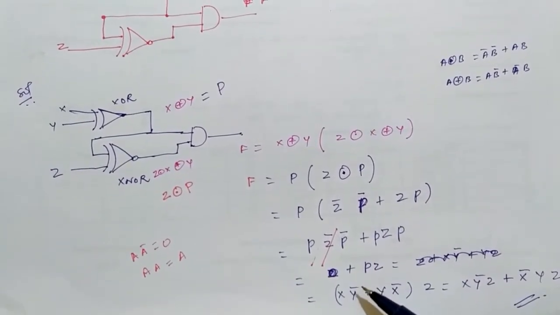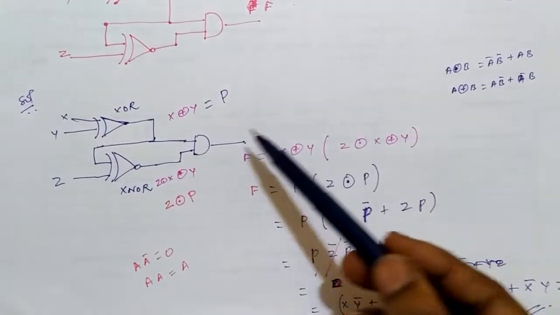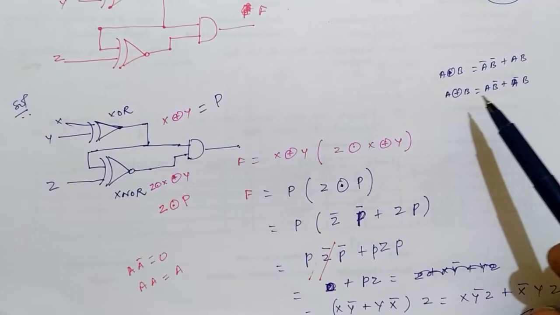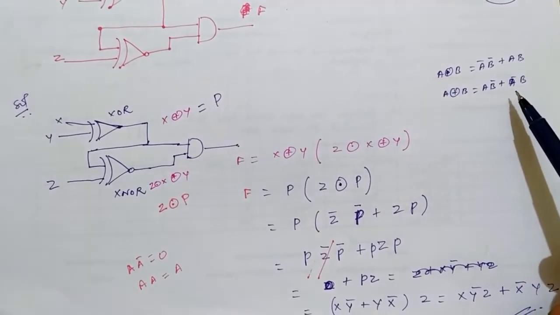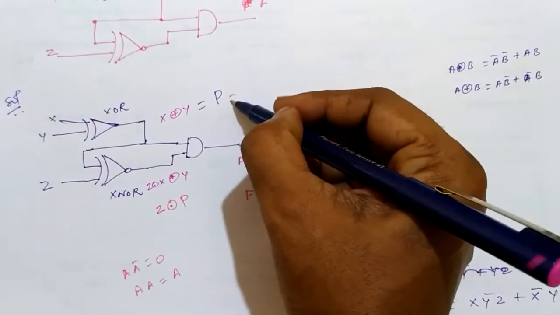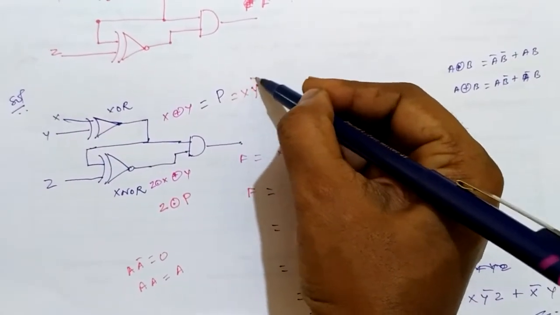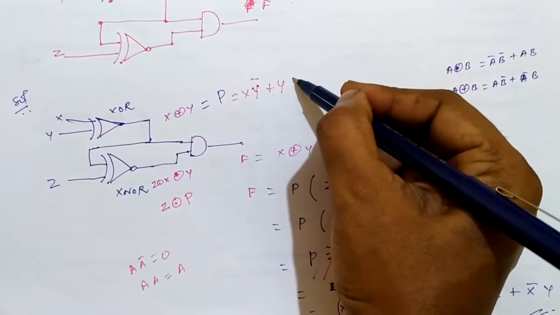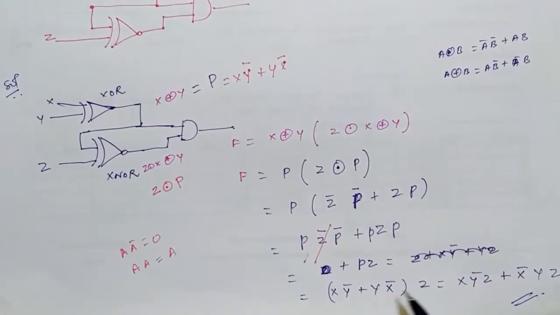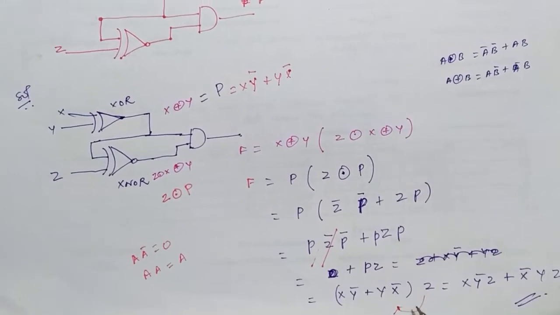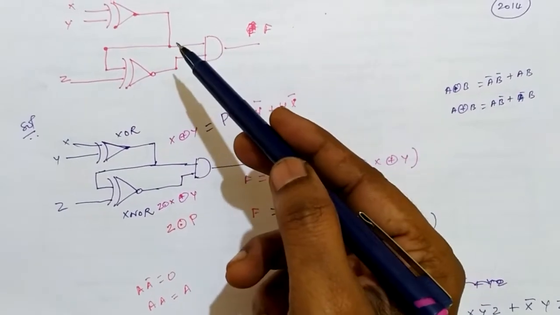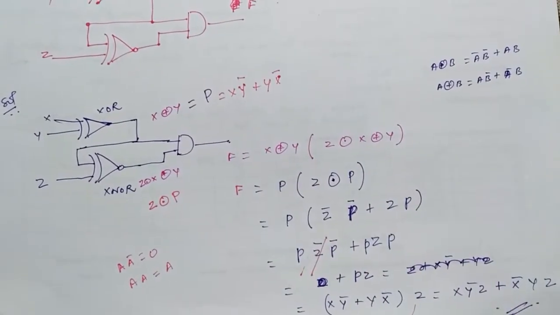So you substitute the P value, but the P value we have assumed as X, Y with the XOR operation. So the XOR operation is A B bar plus A bar B. In the same manner, P is equal to X Y bar plus Y X bar. So substitute that, then multiply this Z inside. We have the answer like this. So the output of this digital circuit is this.